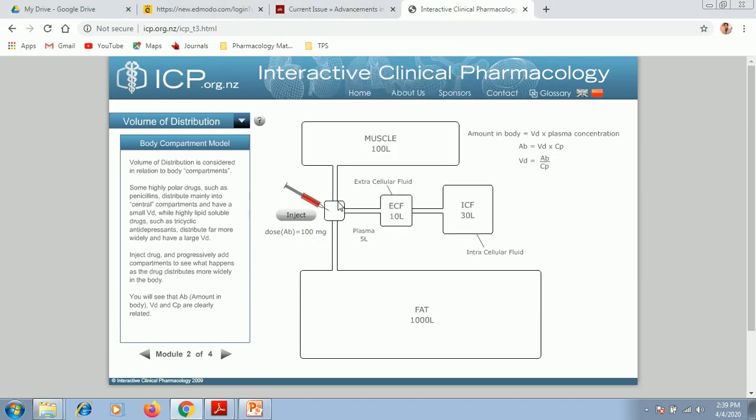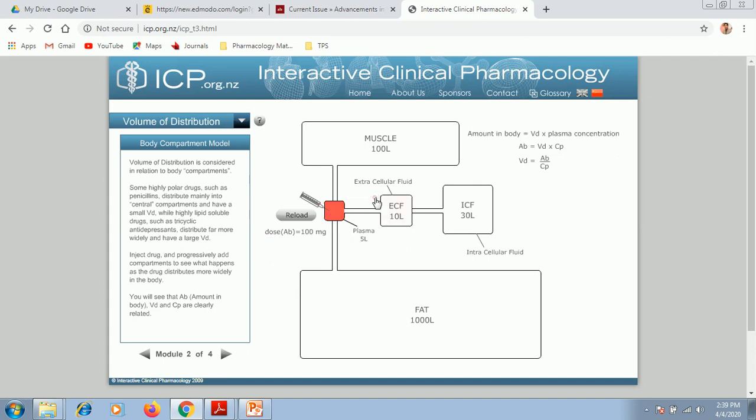Here again you can see the calculation of VD. Plasma is 5 liters. The total administered dose is 100 mg, the concentration is 20 milligrams per liter, and the volume of distribution is 5 liters, because the drug is confined to plasma.